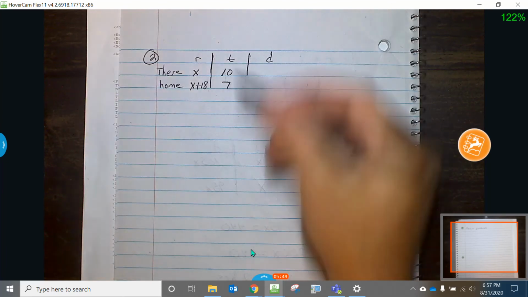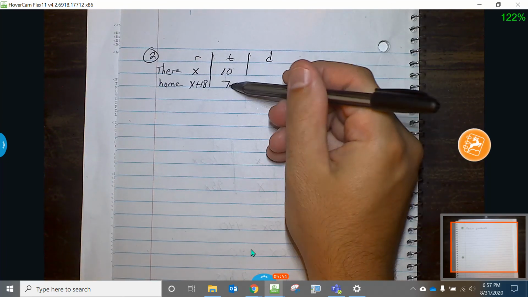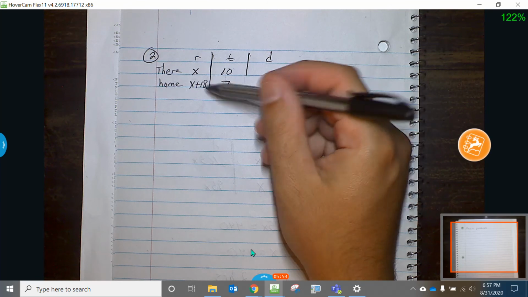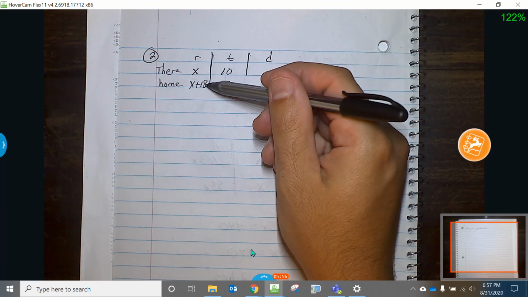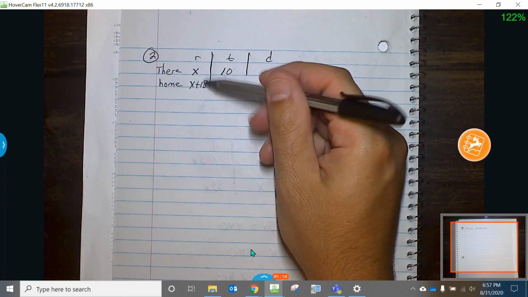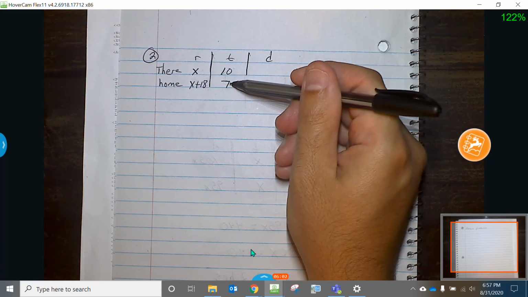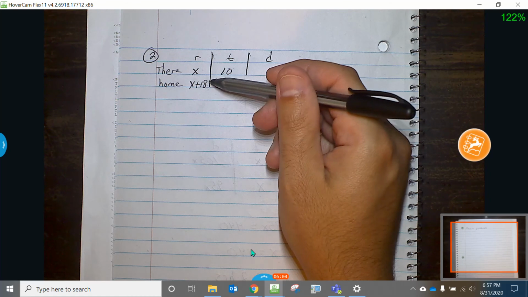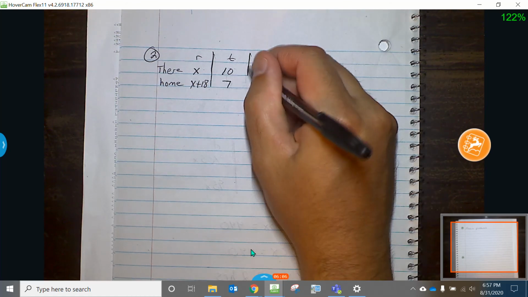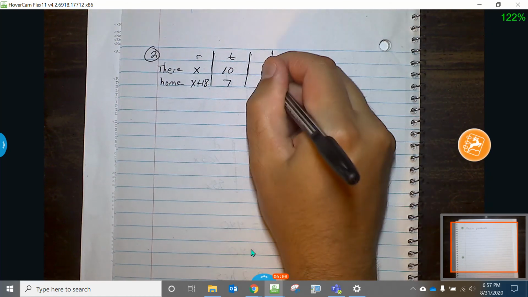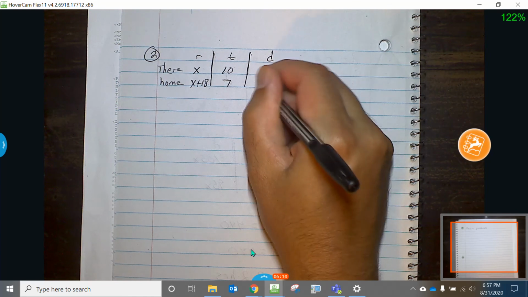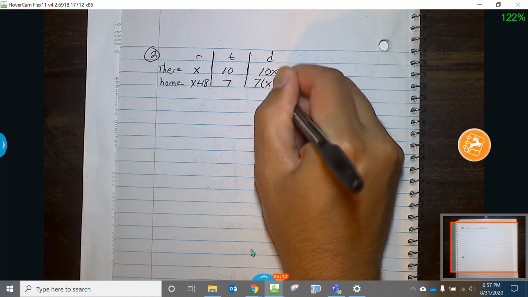So it took 10 hours to go there, 7 hours to drive back. He went 18 miles per hour faster on average on the way home compared to going there. That makes sense, because if the time was shorter, he was probably moving at an average speed that was faster. Now here's the key. We're going to go 10x here and 7 times x plus 18.